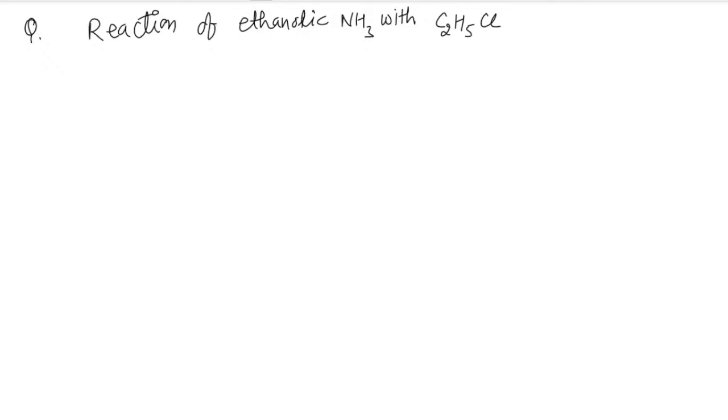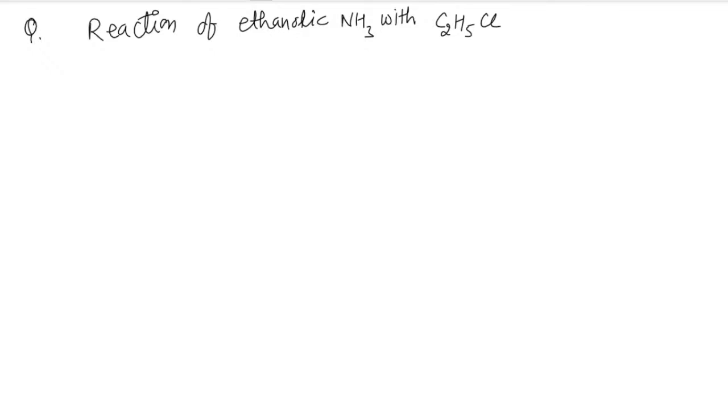Ethanolic ammonia with ethyl chloride. So what are the products formed? See, nothing is mentioned that ammonia is in excess or not. So what are the products formed? What are the possible products? Write all the possible products.